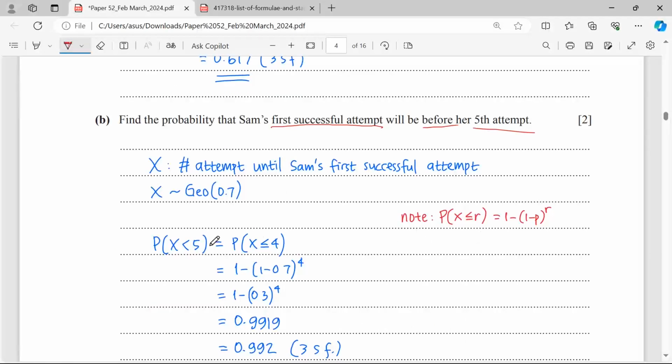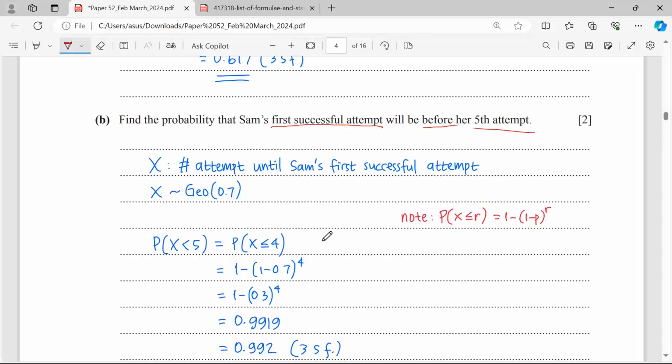And if you don't want to use this, you can actually use the following formula. For geometric distributions only, probability X is less than or equal to r is given by this one. Remember that we have to have less than or equal to, but originally we only have less than. But it's okay, we just need to modify a bit. We know that X is less than 5 is actually the same as X is less than or equal to 4.